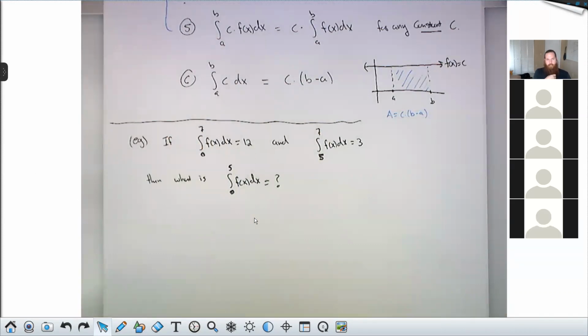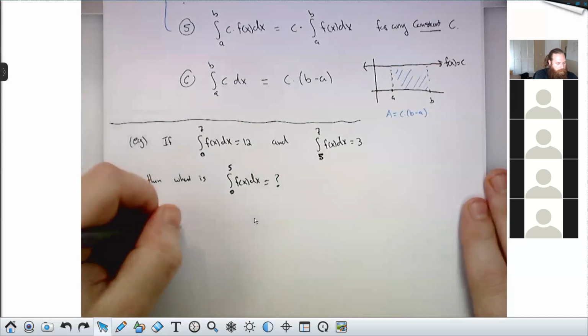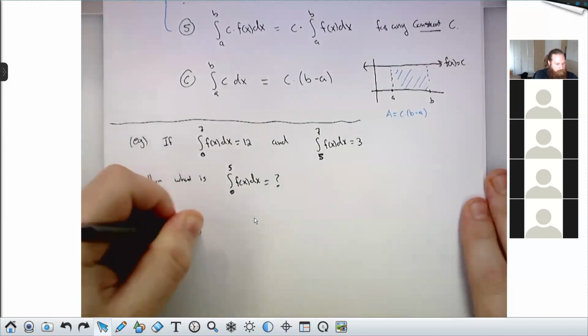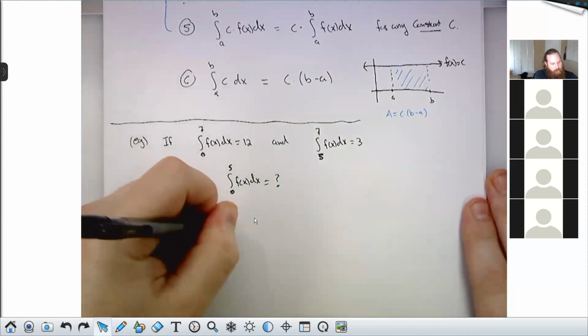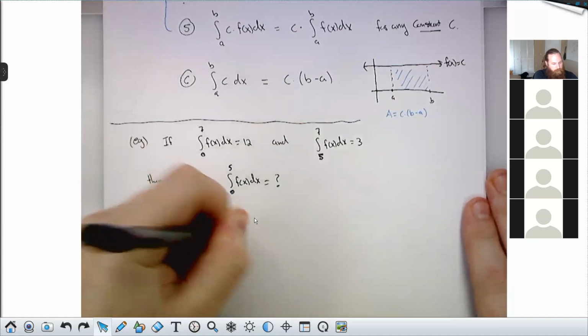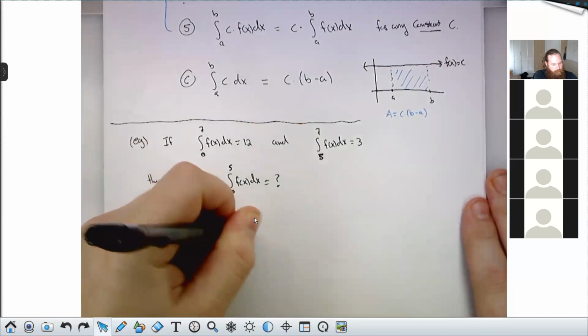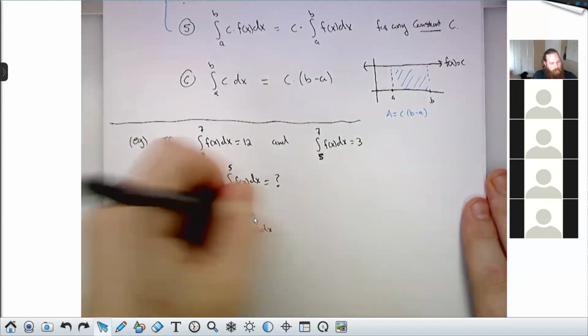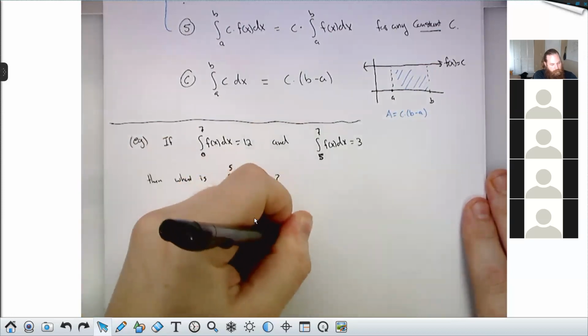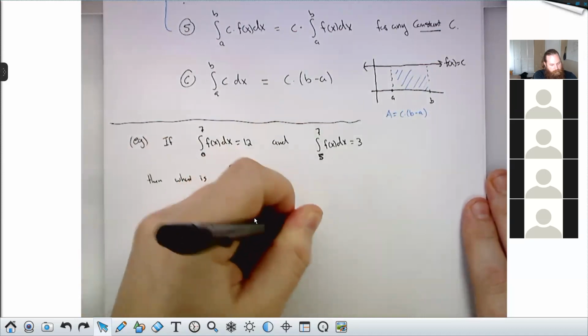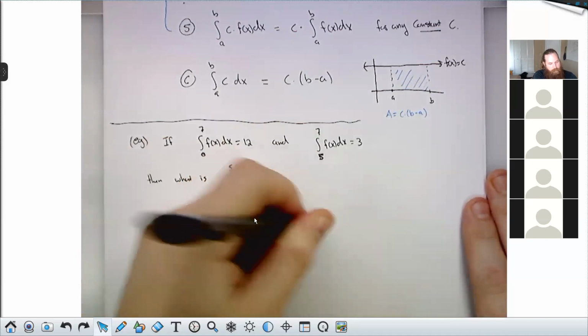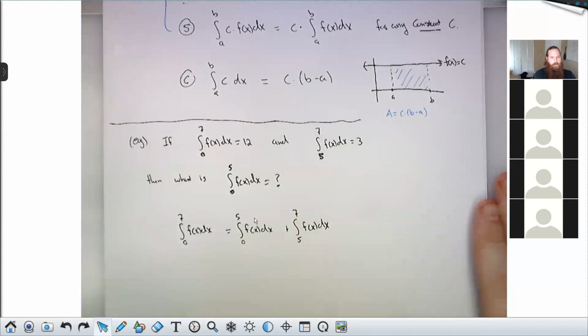So 15. I'm sorry? 15. It's not going to be 15, is it? But I think we're on the right path. So the integral from 0 to 7 of f of x dx should be equal to the integral from 0 to 5 of f of x dx plus the integral from 5 to 7 of f of x dx, right? That's property 1 that it seems like you're thinking of.